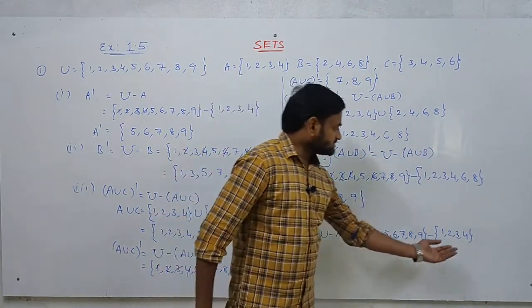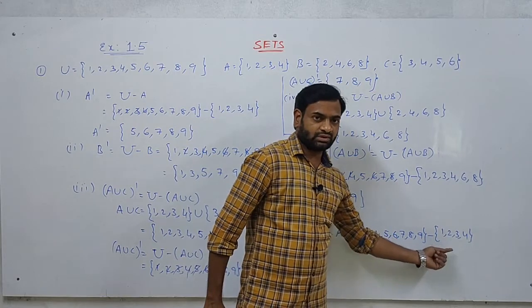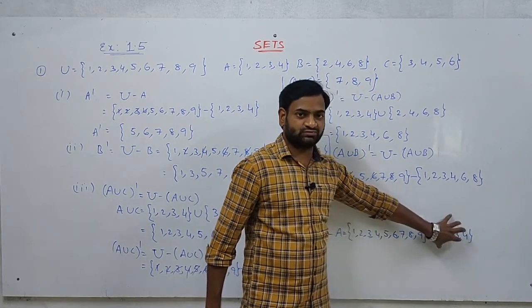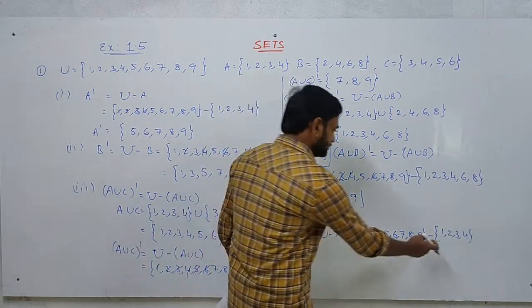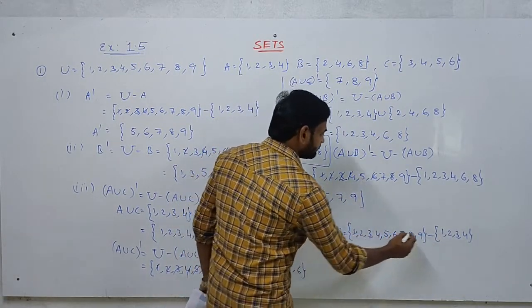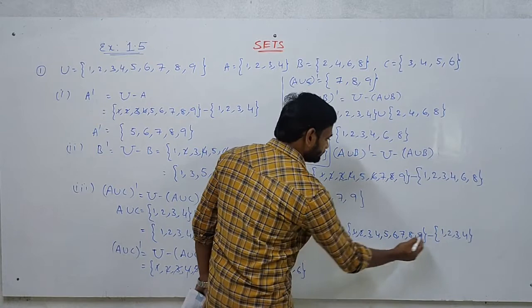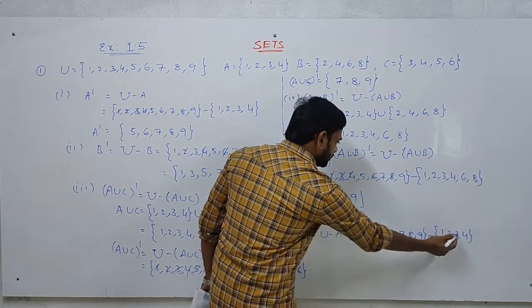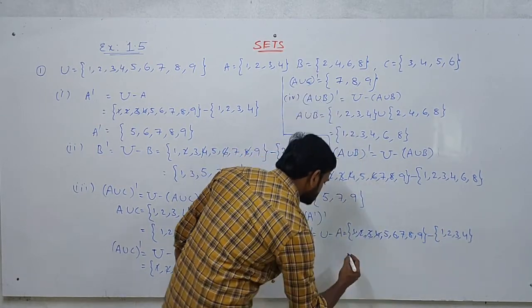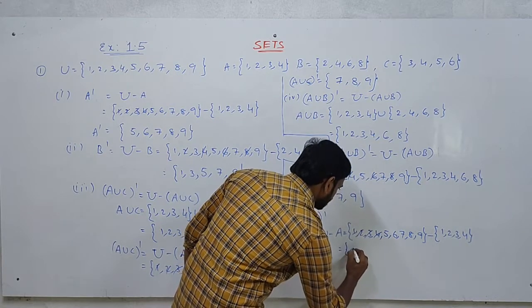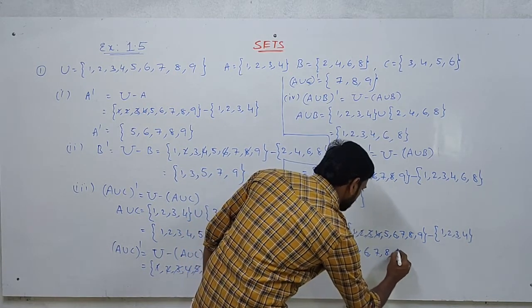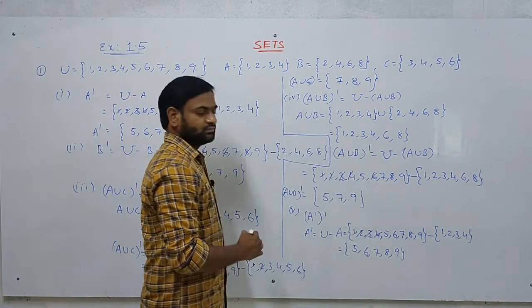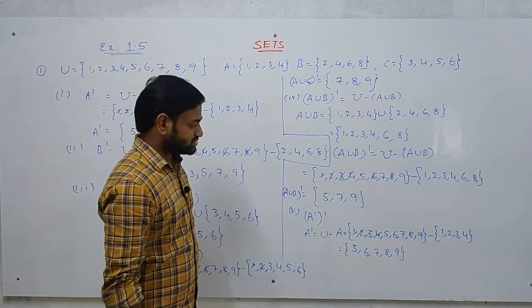Now cancel these elements. Eliminate these 4 elements from this set. That is 1 is there, cancel 1. Next 2 is there, cancel 2. 3, cancel. 4 also is there, cancel. Now what is the remaining? Remaining is 5, 6, 7, 8, 9. These are the A dash.